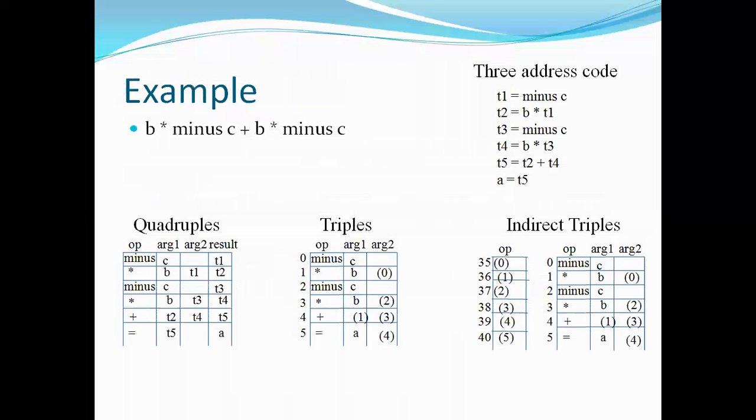See, here I am having an expression b into minus c plus b into minus c. This is a given expression. Consider the input statement b into minus c plus b into minus c. Now, what I need to do is, first I need to represent a 3 address code for this expression, and then I need to represent a table for the quadruple. Table consisting of 4 fields: operator, argument 1, argument 2, and result, right?